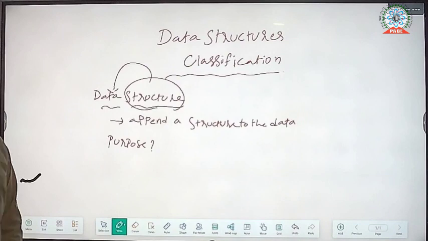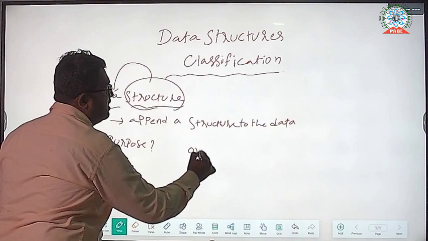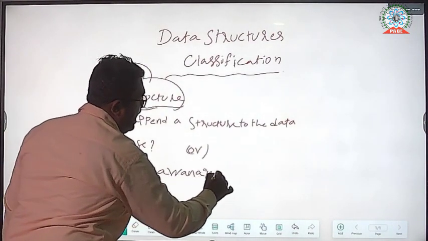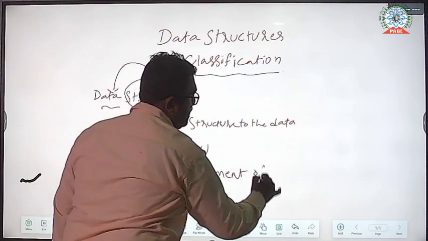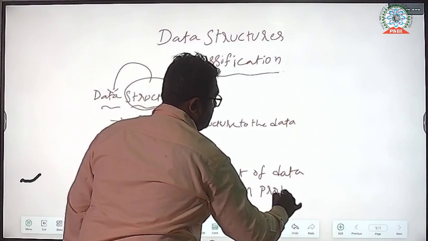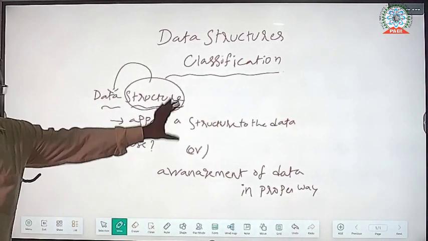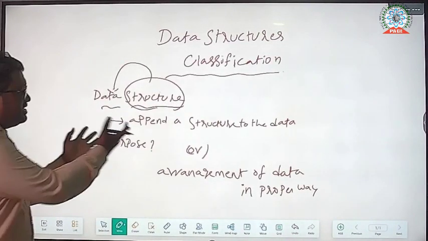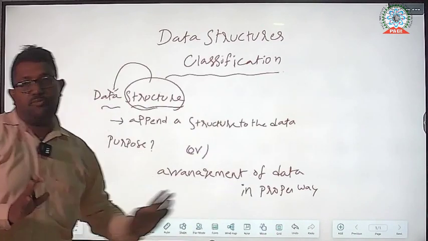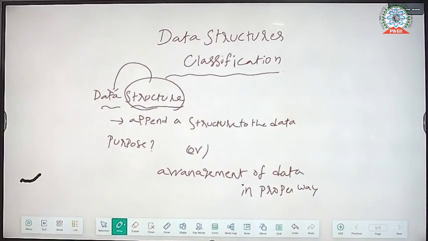So that is the definition of data structures. Or we can give another definition: arrangement of data in a proper way. We can say either of these definitions. That means data structure is appending a structure to the data, or arrangement of data in a proper way.